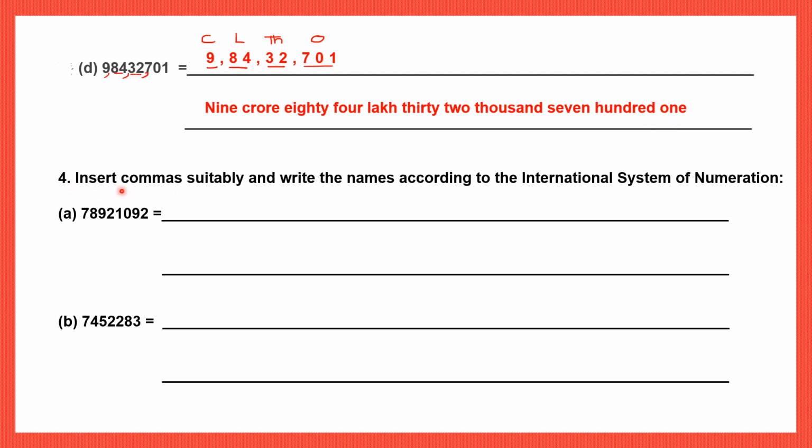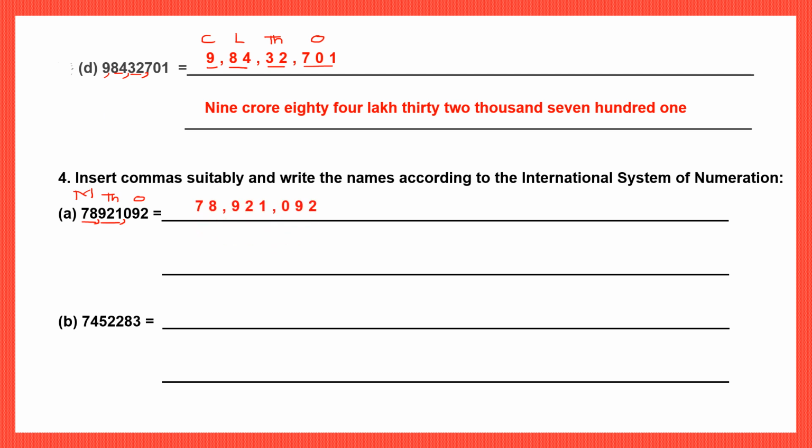Look at question 4. Insert commas suitably and write the names according to the international system of numeration. So this time we're going to think of the international system. Ones, tens, hundreds, we put a comma. Remember, international system, it's all in threes, 3 places. Then we have 1,000, 10,000, 100,000 and then the comma. So this is the ones period, just like the Indian system. Then we have the thousands period. In the thousands period, we have 3 numbers. Then we have the millions period.